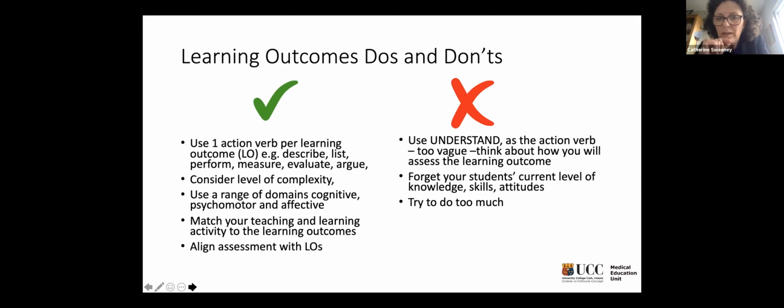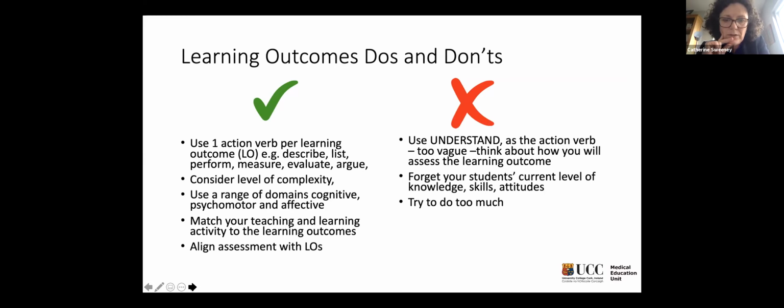Don't forget your students' current level of knowledge and skills. Make sure you're pitching your learning outcomes at the right level. You wouldn't expect first year students to be able to do something that you expect a final year student to do. And one of the other biggest mistakes when people are designing learning outcomes and thinking about a session is that very often we try to do too much.